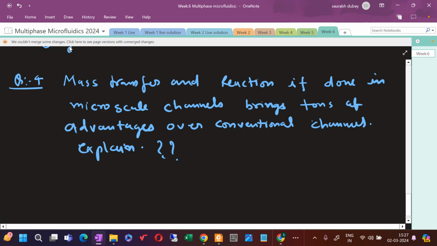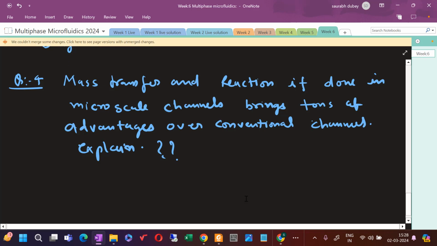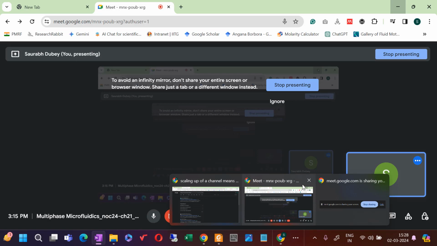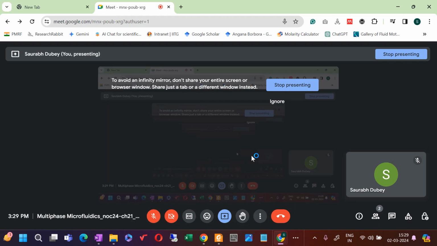Please look at this and pen down 2 to 3 points that will be correct about this. Why do we go for the micro or meso scale channel, and what advantages do we get? What advantages do we get when we go into the nano domain? So what does nanotechnology bring to you? Think about this. Meanwhile, I will be discussing the answer.